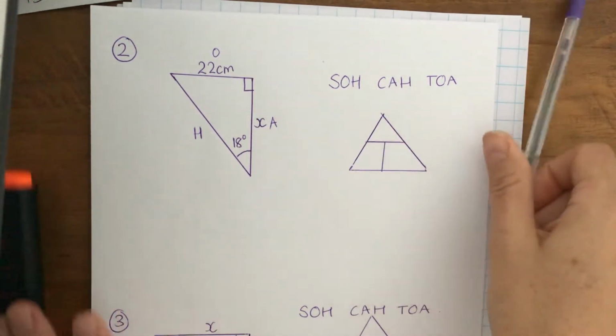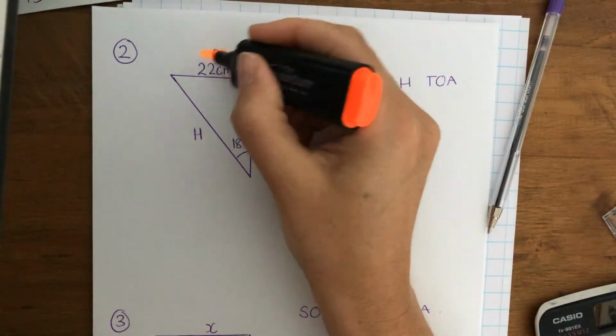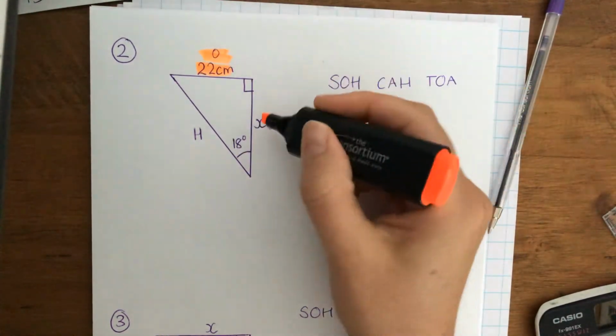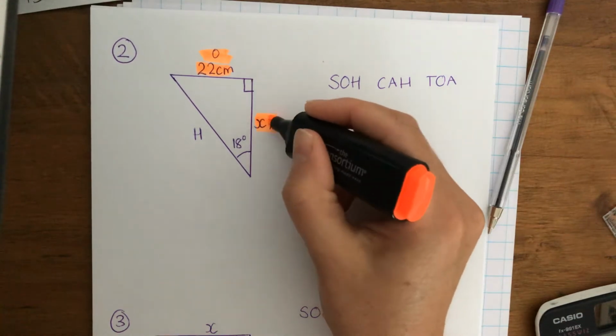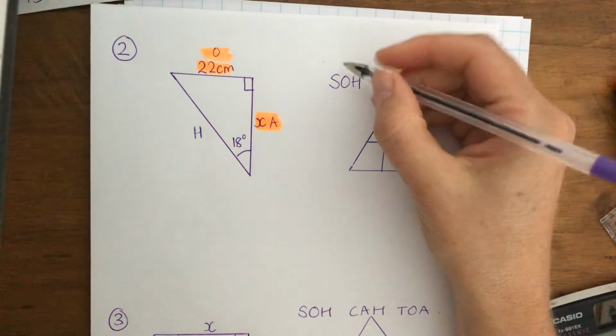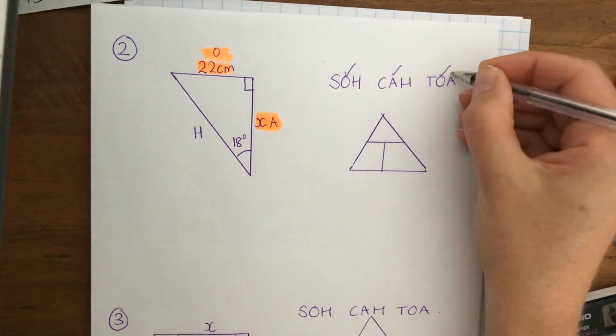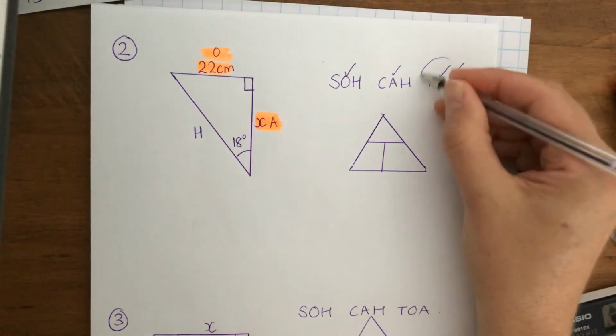Now, which two are we interested in this time? Well, I'm interested in the opposite side, so I've got it. It's going to be useful to me. And I'm interested in the adjacent side. So which one do we use, sine, cos or tan? Opposite and adjacent. 2 ticks in TOA.